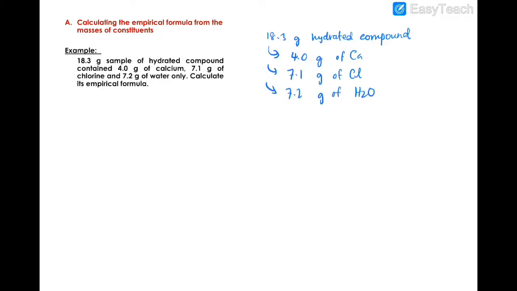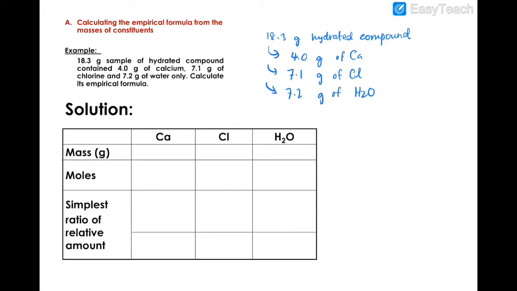Okay, so kita akan terus guna Mamora table. So what is Mamora table? So this is Mamora table class where Ma stands for mass, Mo stands for mole, and Ra stands for ratio. Okay, simplest ratio of relative amount. And dekat bahagian atas table tu pula, kita akan letak elements yang ada dalam kita punya compound. So in this case, kita ada calcium, chlorine and also water.